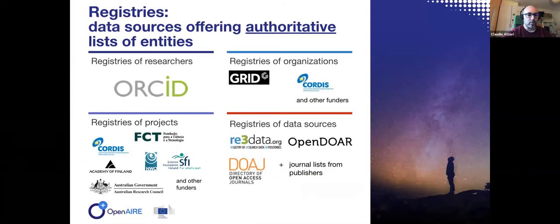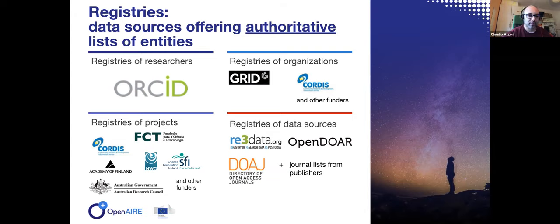Another very important concept to keep in mind on the way OpenAIRE builds this research graph is the role of entity registries, which we define as a particular type of data sources that offer authoritative lists of entities. Among these, we can mention registries for researchers like ORCID that deliver an unambiguous identity for, in this case, a person that is a researcher. Then we have registries for organizations like grid.ac and, of course, Cordis, our main provider, and the first provider actually, for project information and the relative funding stream.